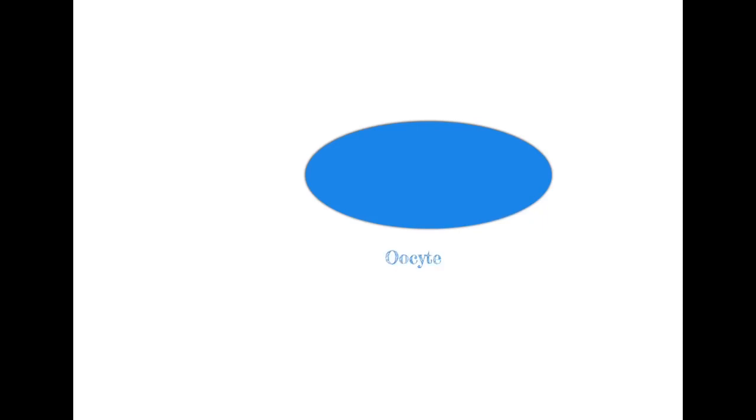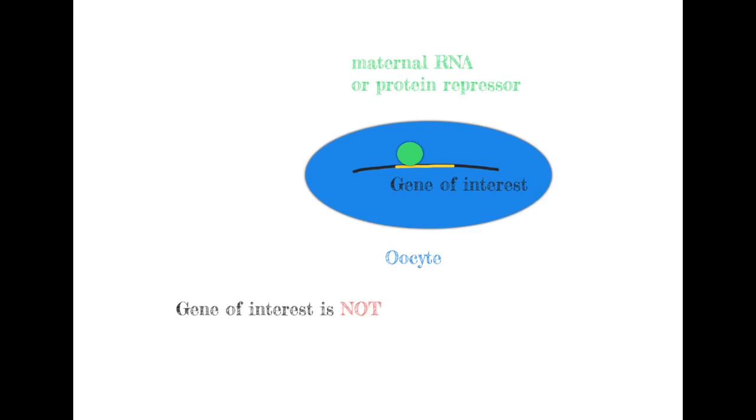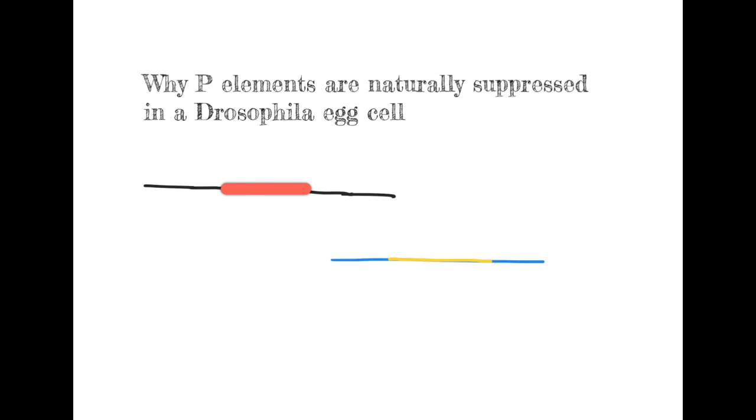So here is an oocyte, and the black line represents just the regular genomic DNA found in an egg cell. We need to repress the expression or the transcription of the gene of interest. So the green sphere represents either a sequence of maternal RNA or a protein repressor that actively will prevent the transcription of that gene so it's not expressed. This similarly functions for P elements. These are naturally suppressed in an egg cell, and it's because P elements can disrupt developmental genes.